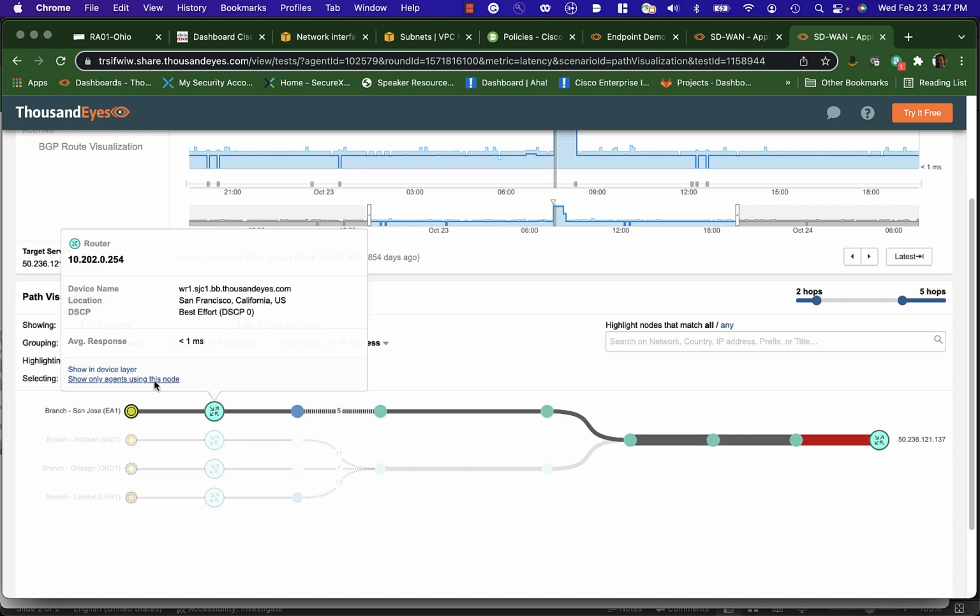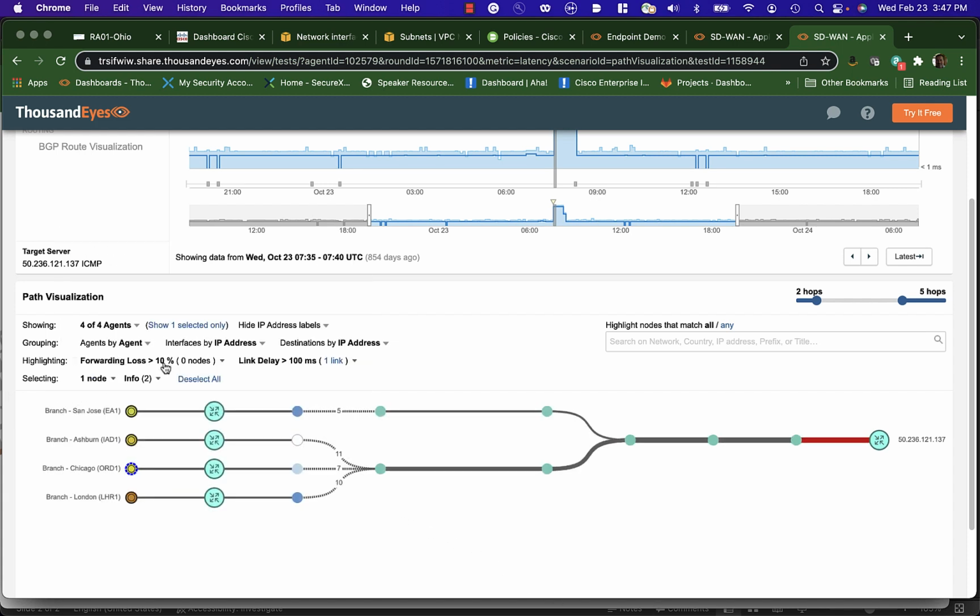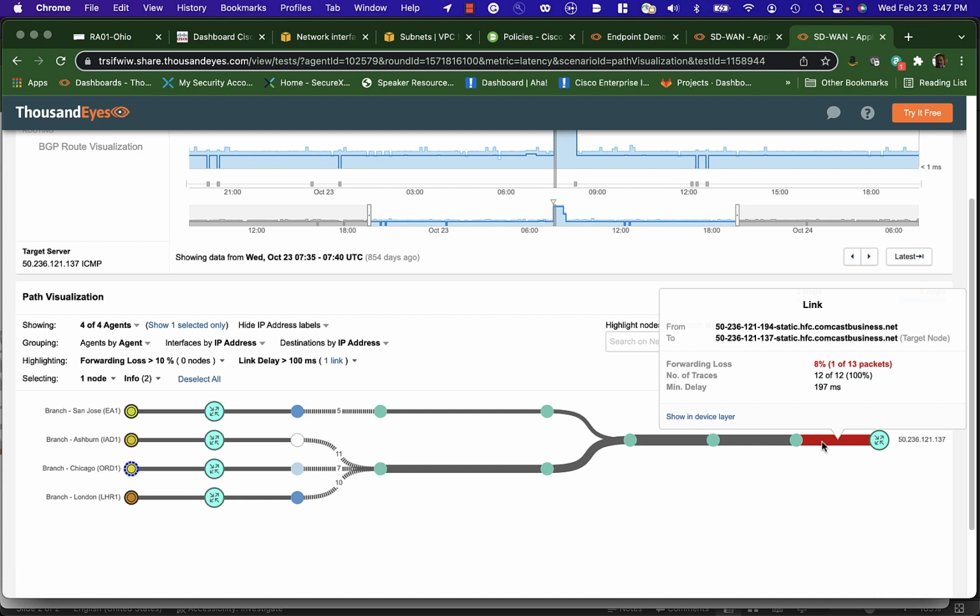Again, we will highlight a forwarding loss of greater than 10%. None of them are experiencing that. A link delay of greater than 100 milliseconds. Well, we got one link experiencing that. We knew it was a latency issue. How do I go ahead and figure out where that problem occurs? Well, I can actually take a look. Hovering over, we can see that forwarding delay is 197 milliseconds, high up there.